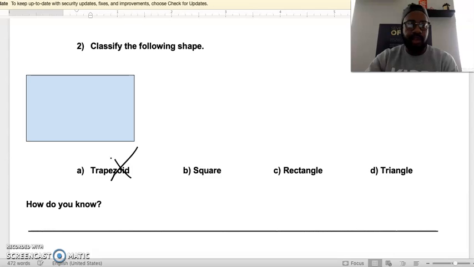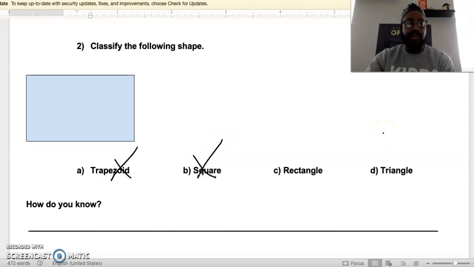Let's go to square. A square has two pairs of parallel sides. All sides are equal, and there are 4 right angles. But when I look at this shape, I do see 2 pairs of parallel sides. I do see 4 right angles, but all of these sides aren't equal. Therefore, this shape cannot be a square. I am going to get rid of square.